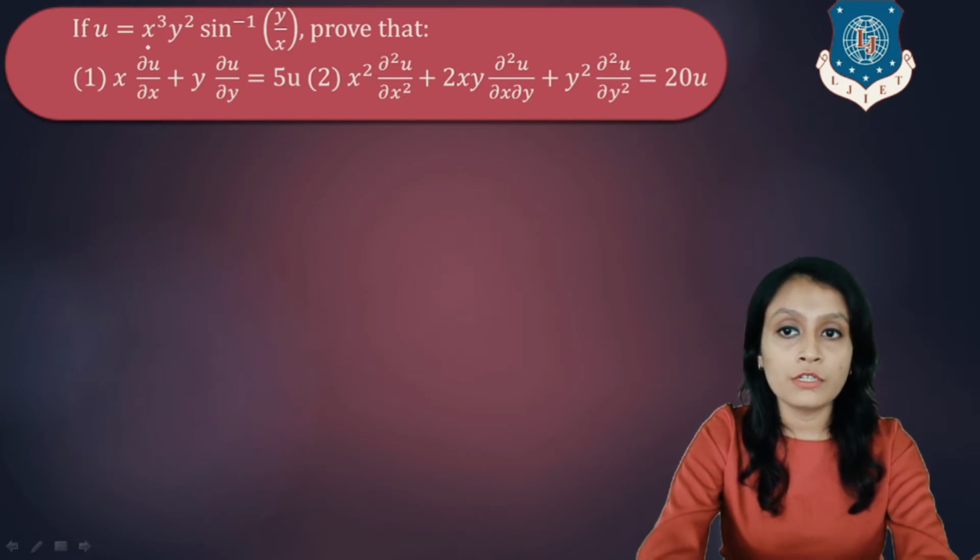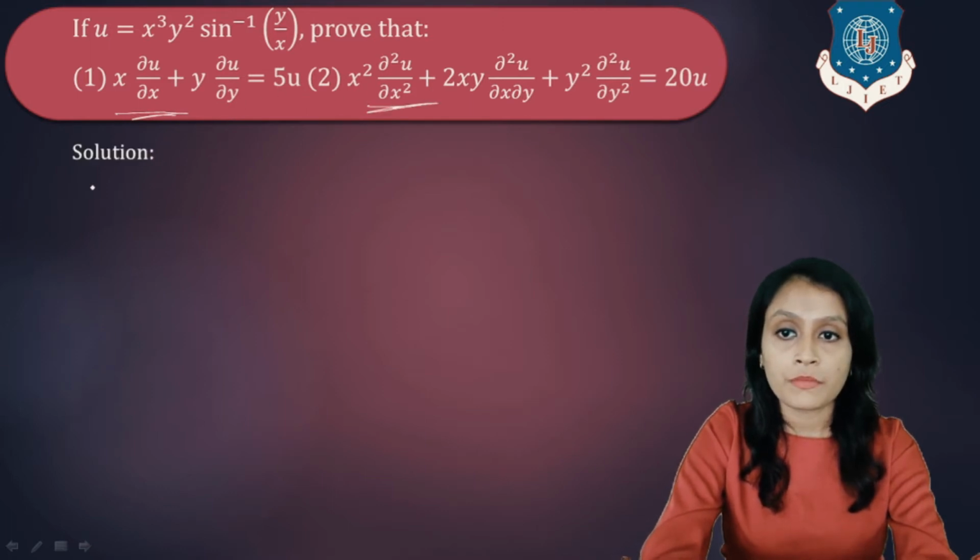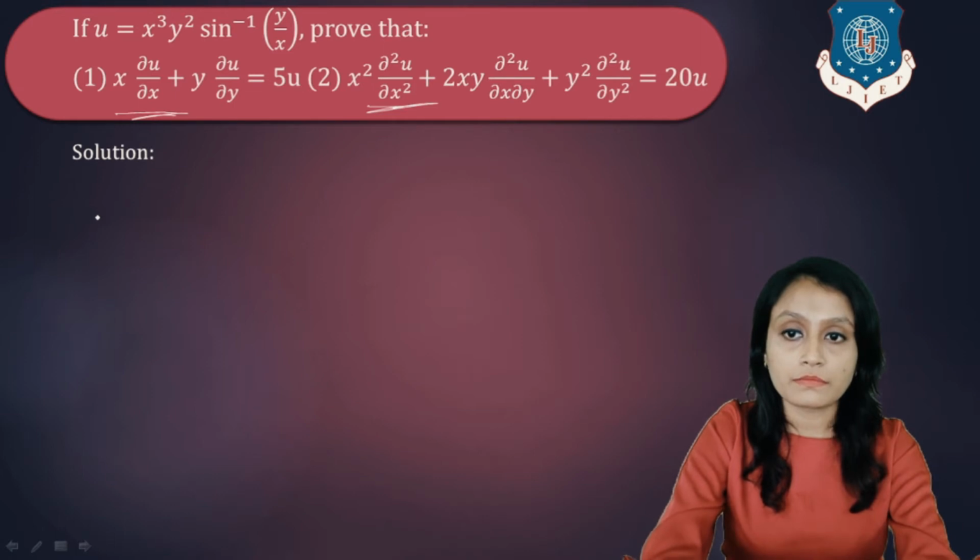If u = x^3 y^2 sin^-1(y/x) is given, we have to prove that x ∂u/∂x + y ∂u/∂y = 5u, and x^2 ∂²u/∂x² + 2xy ∂²u/∂x∂y + y^2 ∂²u/∂y² = 20u. So whenever this type of thing is asked in the question, you have to apply Euler's theorem. So let's begin with the solution.